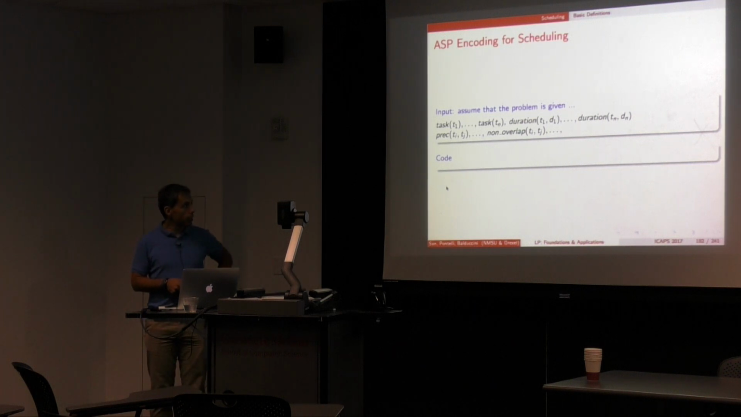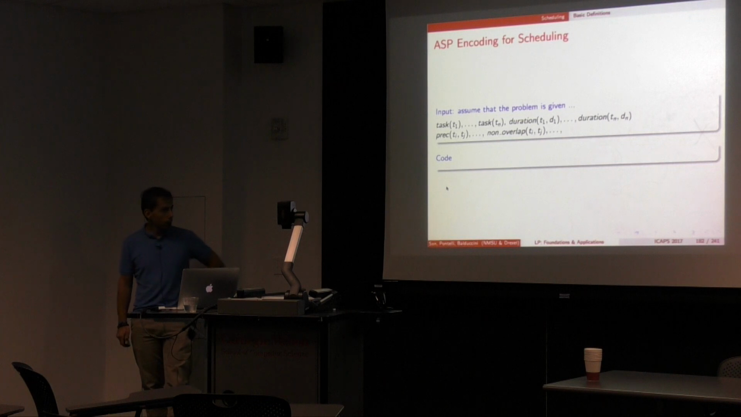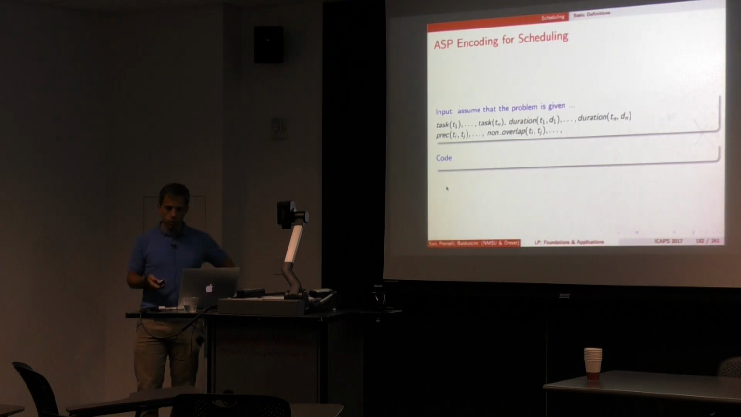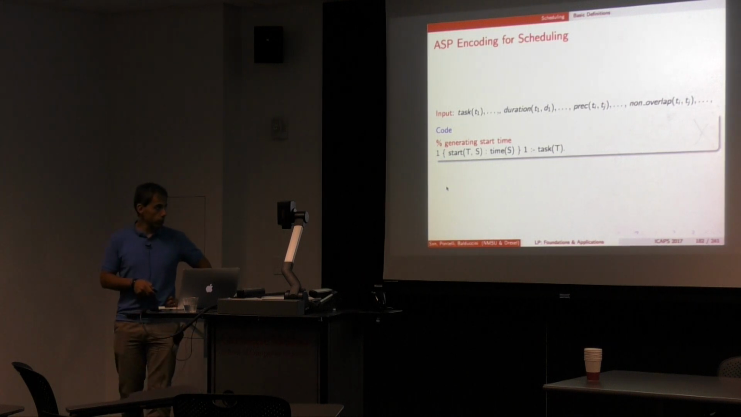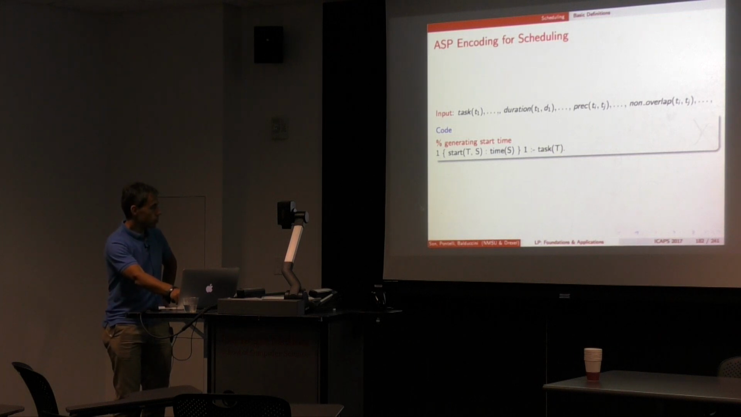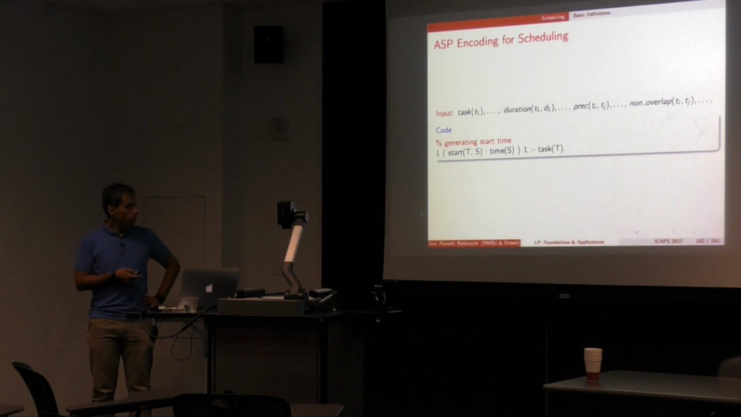So let's assume that we're given a list of tasks as a set of facts of the form task and some argument, a list of durations as facts of this form, and a list of preconditions and non-overlap constraints as we discussed earlier. A general purpose scheduling module, except here we're going to cut some corners in the interest of time and space. So we're going to specialize it to the problem we're solving here. A scheduling module consists of a number of rules.